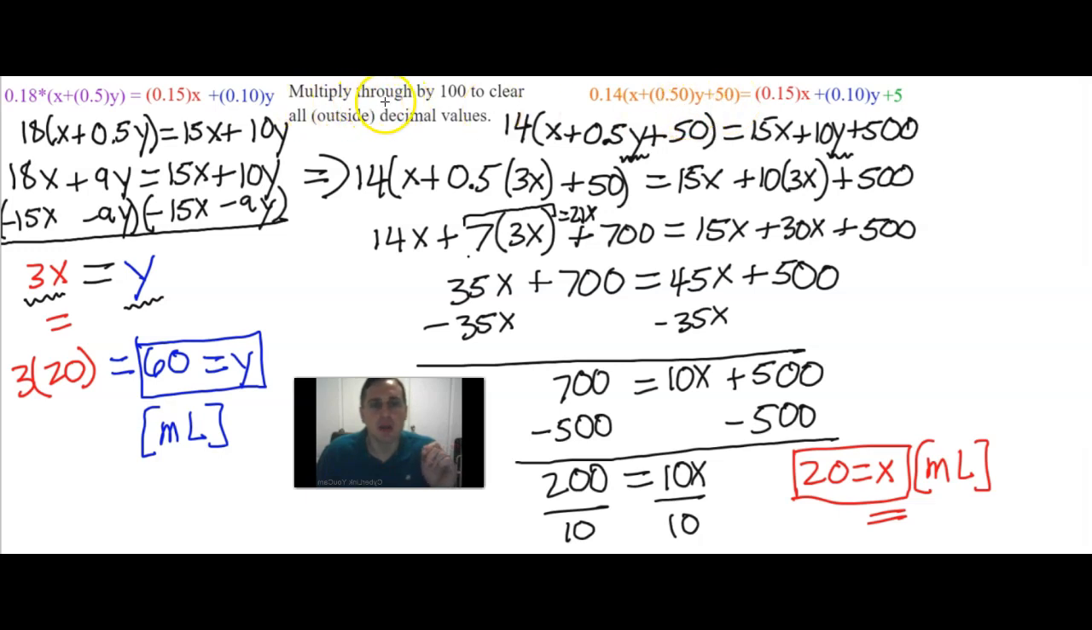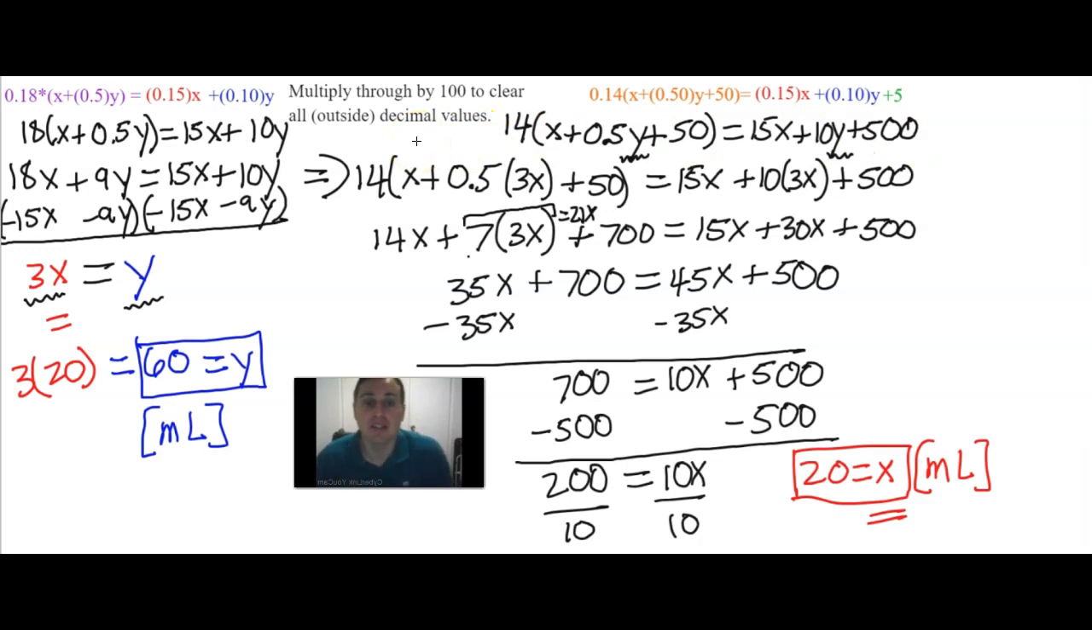Well, I'm going to suggest here we multiply by 100 to clear all outside decimal values. So we multiply this equation through by 100, this equation through by 100. I switch to black here. We have 18 because we multiplied 100 times what's in parentheses here. Then this becomes 15x, this becomes 10y. And then on the right-hand side we have 14, the same parentheses, we're using the 100 once, 15x, 10y, and 500. Okay, so these are two equations, two unknowns.